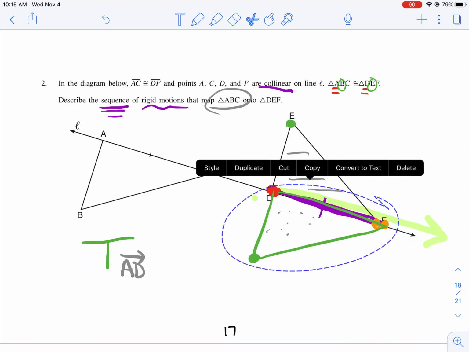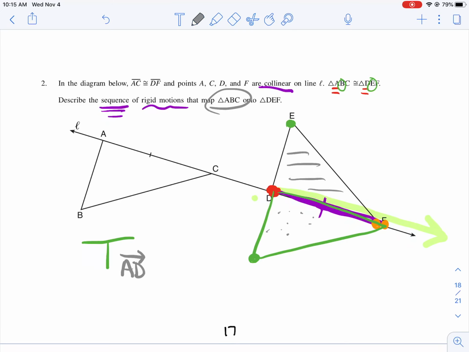So what am I doing here, guys, to get these to now become one on top of the other? I'm going to take and I'm going to reflect, a little r, over DF.